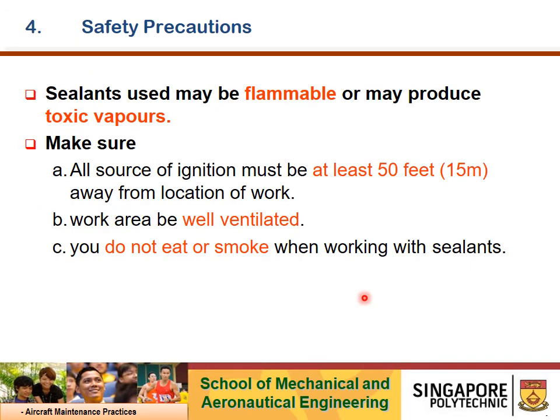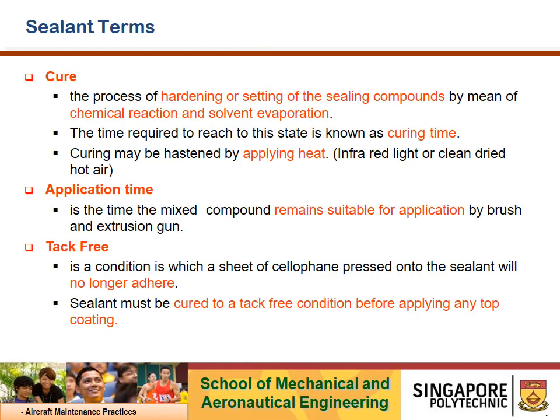Safety precaution when carrying out sealant application. Sealants used may be flammable or may produce toxic vapors or fumes. So make sure that all sources of ignition are at least 50 feet away from the location of work, and all work areas must be well ventilated. Do not mix your sealant in an air conditioned room. Alright. Also, you do not eat or smoke when working with sealant.